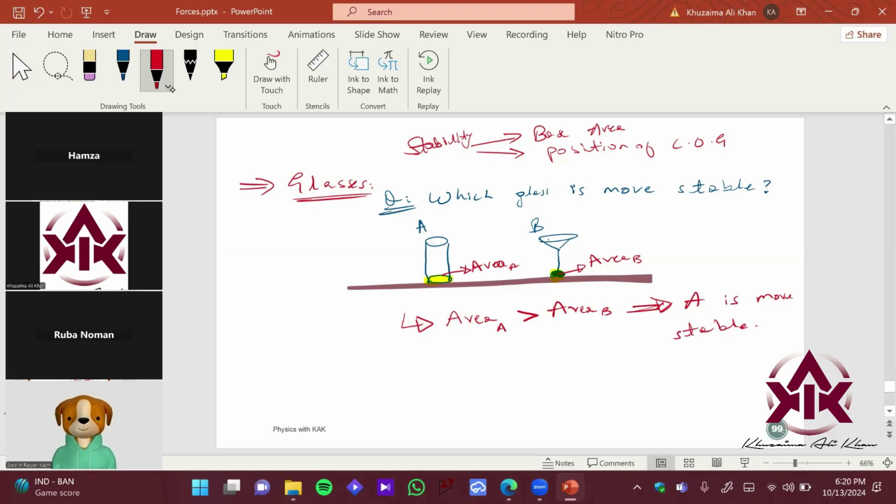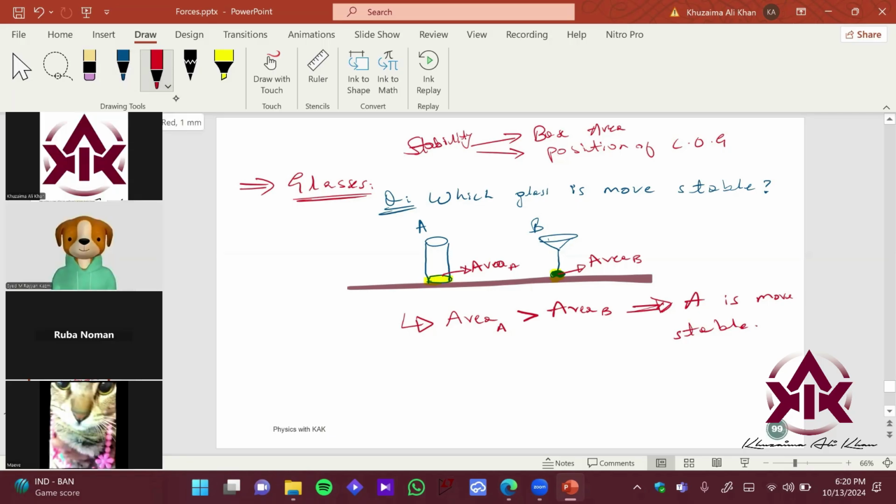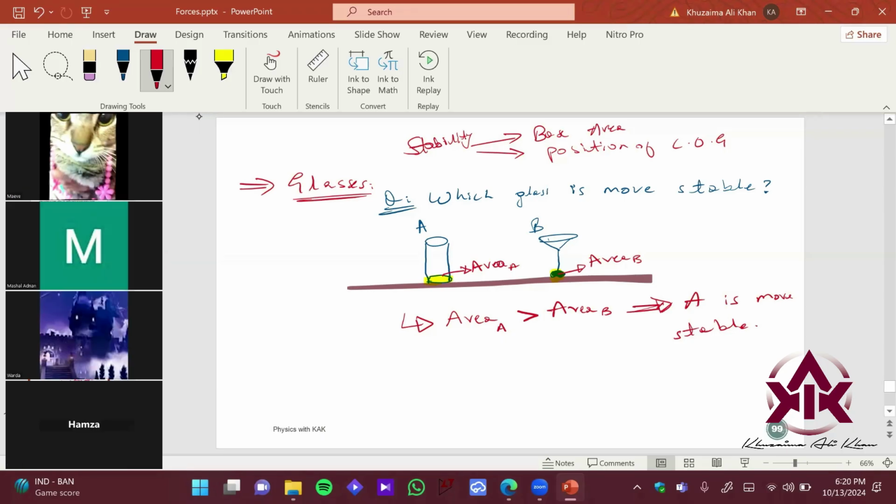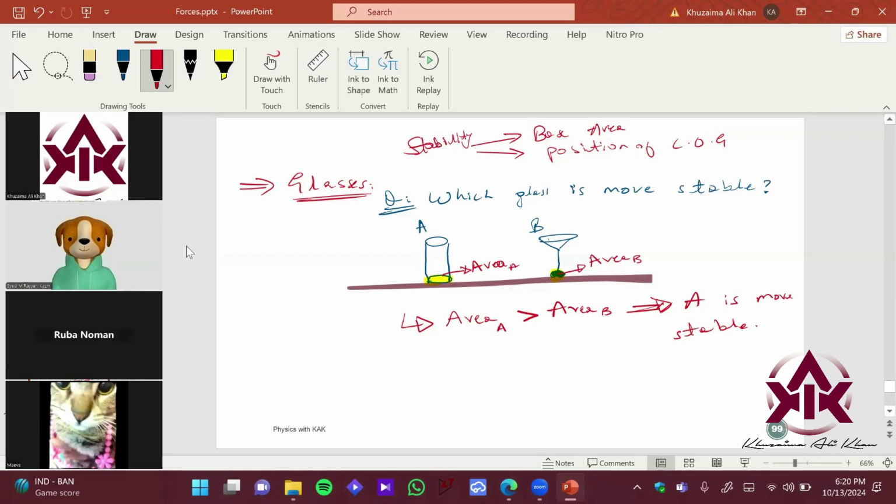Okay. Now tell me, what about center of gravity? Can you locate the center of gravity of glass A and glass B? Roughly, where would it be? Where would be the center of gravity of glass A? Roughly, it would be around here, right? If it is symmetrical, a cylinder, it would be here, right?